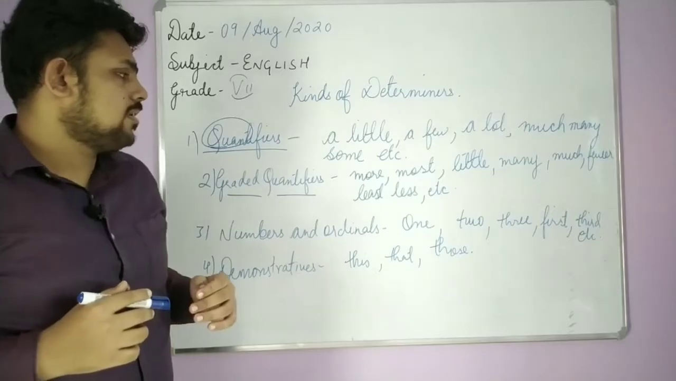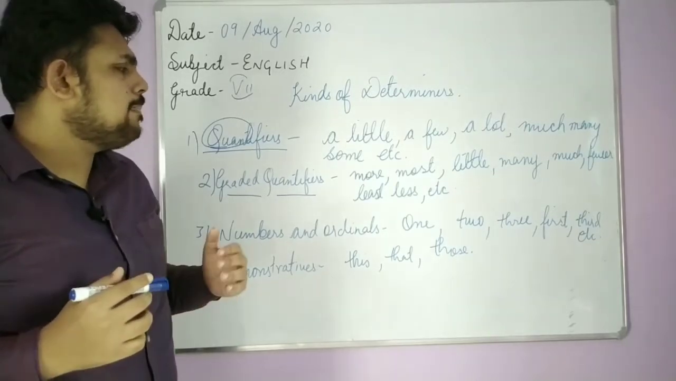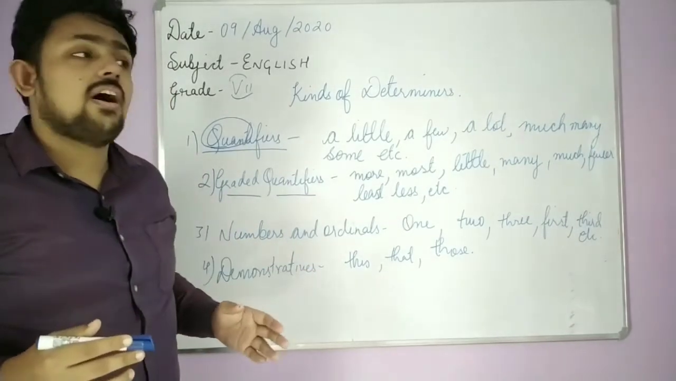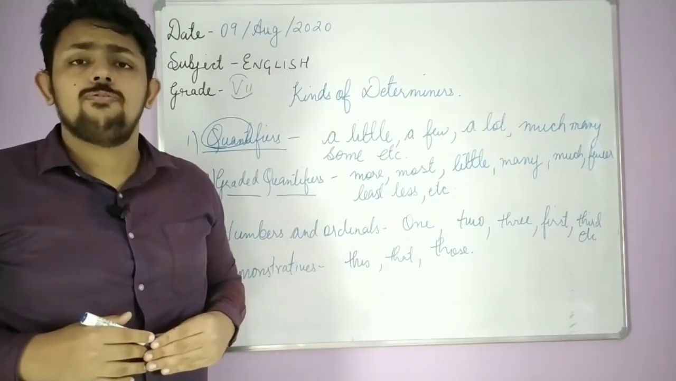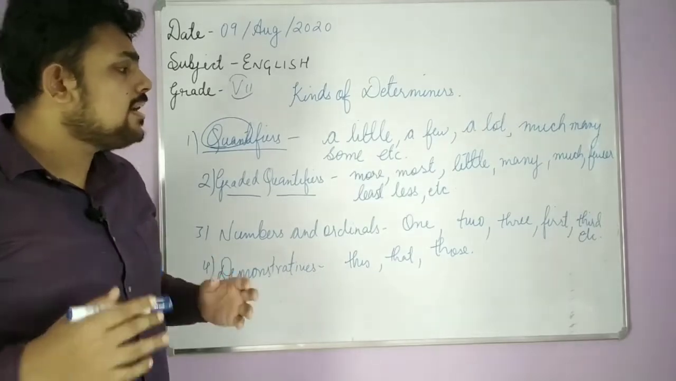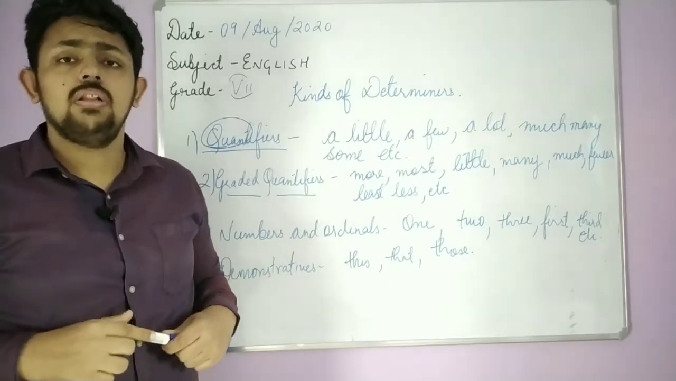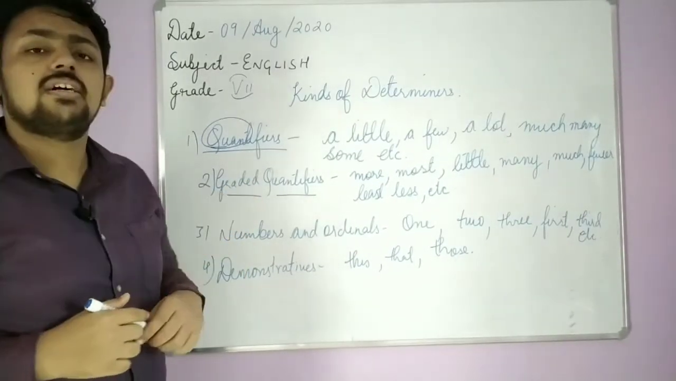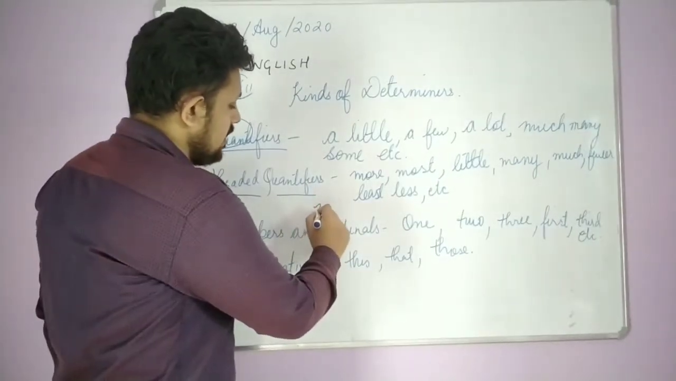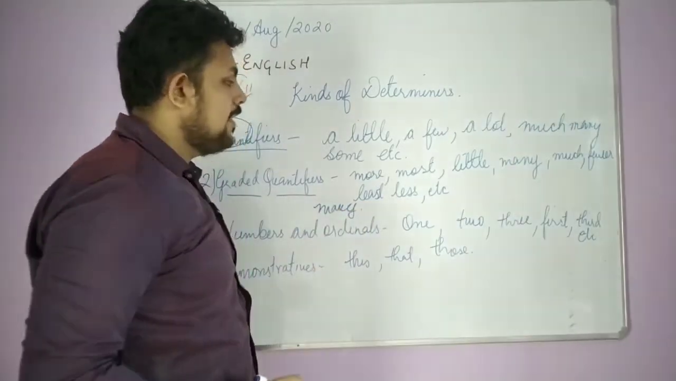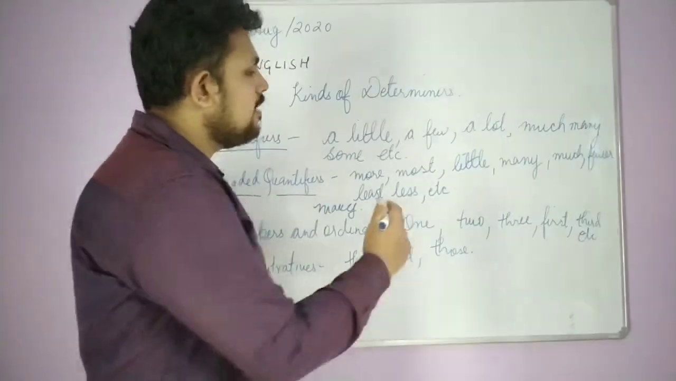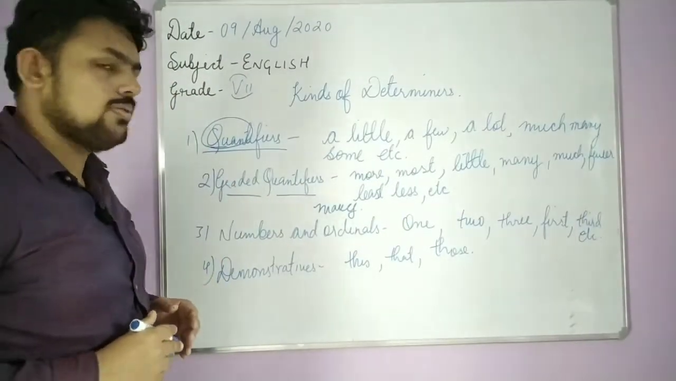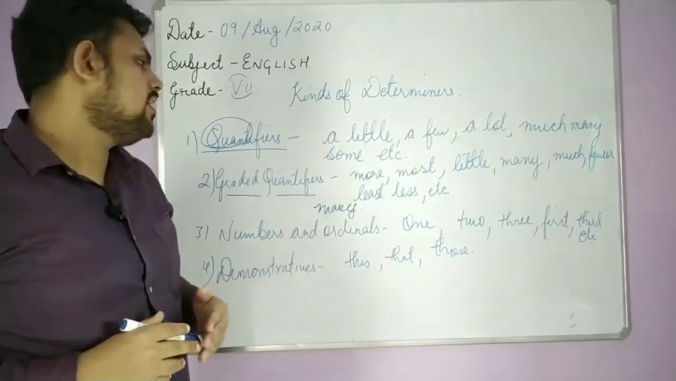There are many people in the rally of Congress. But there are more people in the rally of Aam Aadmi Party. But there are the most number of people in the rally of BJP. So here we are grading the quantity. So it is the graded quantifiers we are using. There are many people in a rally. There are more people in the second rally, and most of the people are in the second rally. These are all graded quantifiers.